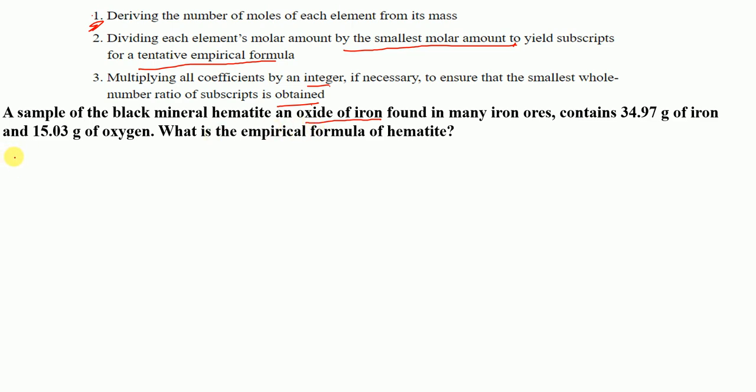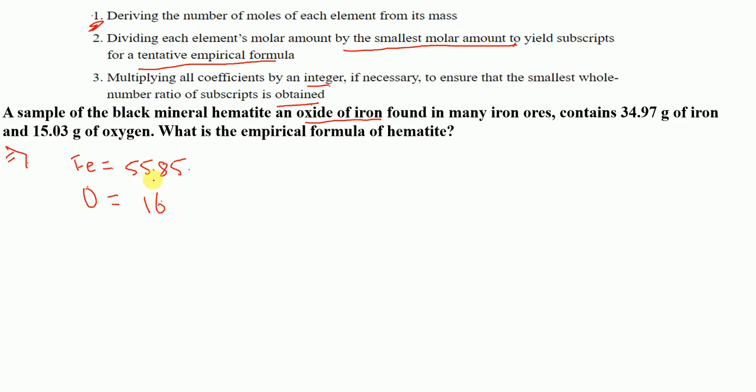First, to determine the empirical formula, we need to write the atomic weights. What is the atomic weight of iron? The atomic weight of iron is 55.85. And what is the atomic weight of oxygen? The atomic weight of oxygen is 16.